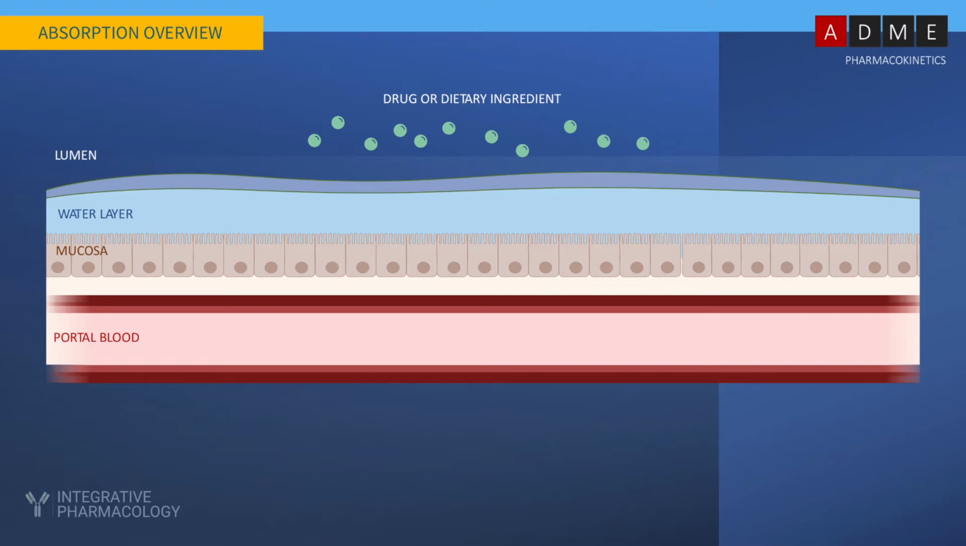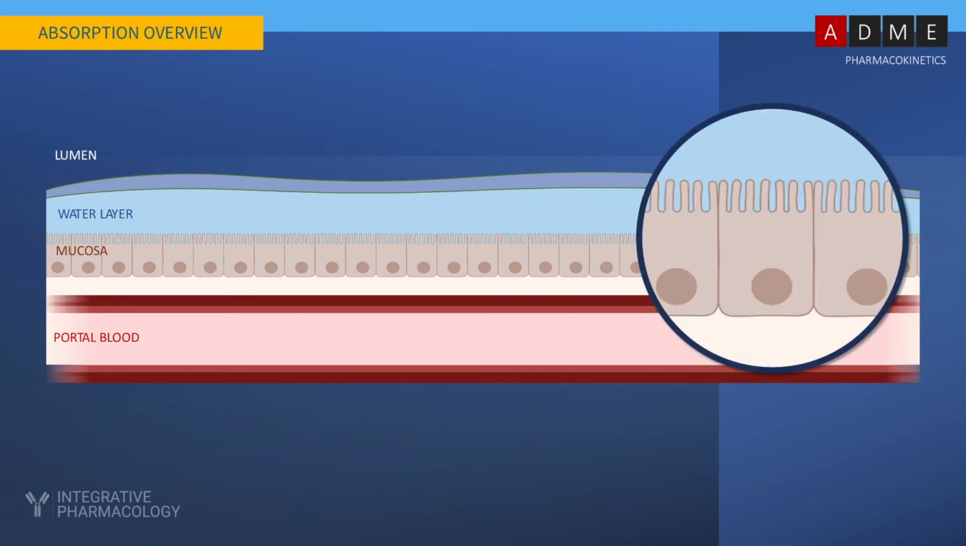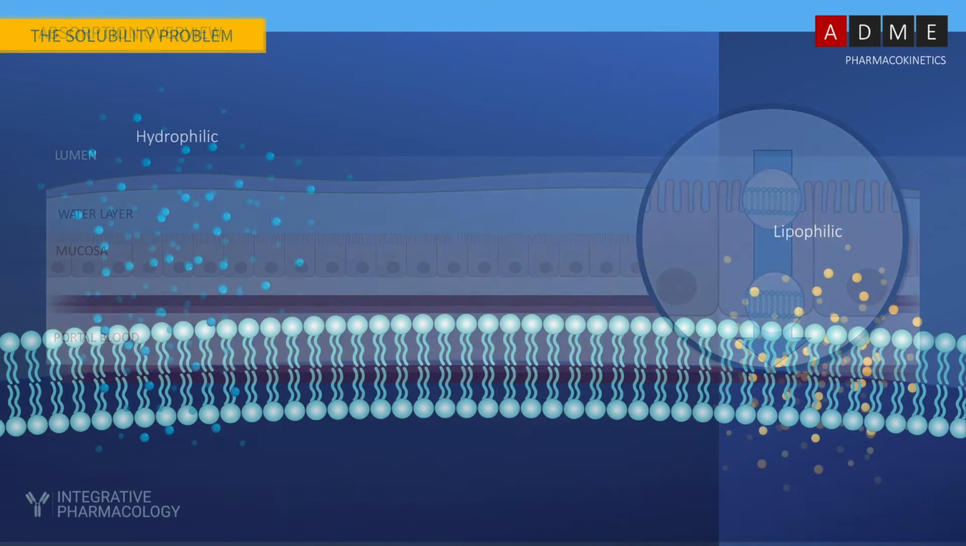So here I've illustrated the process of absorption. We're going to assume that this is the small intestine where most drugs and dietary ingredients are absorbed. And the membranes are located in the intestinal lining or the epithelium, which is a monolayer of mucosal cells. And to cross these membranes, a compound has to meet certain physical and chemical criteria.